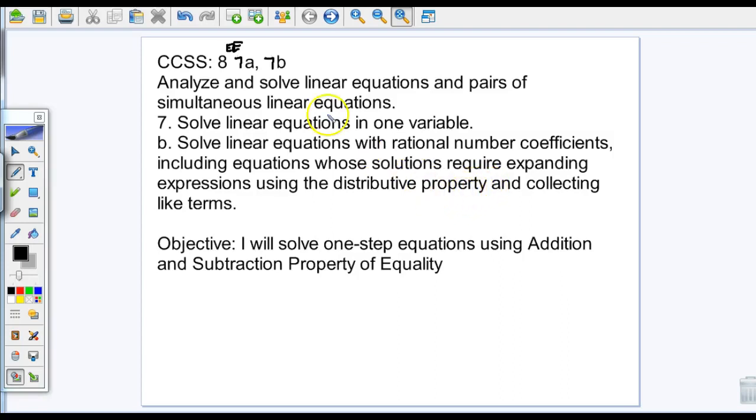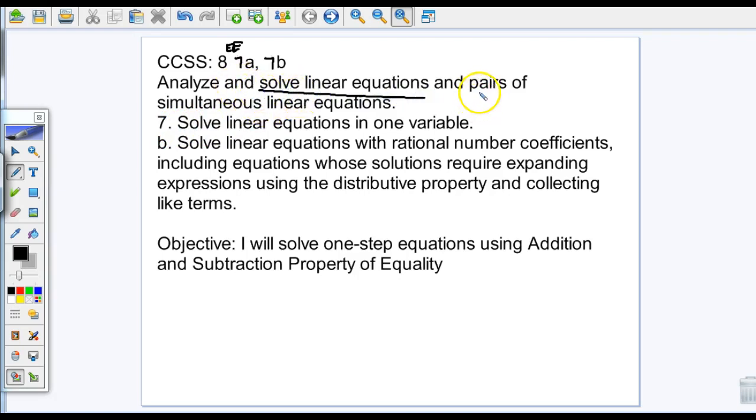Okay, so today we're going to continue solving one-step equations, and we're just going to build off the information that we used yesterday and introduce some new stuff yesterday with some geometry standards. So today we're going to look at 8EE, which is expressions and equations, 7A and 7B. We're going to focus on solving linear equations.